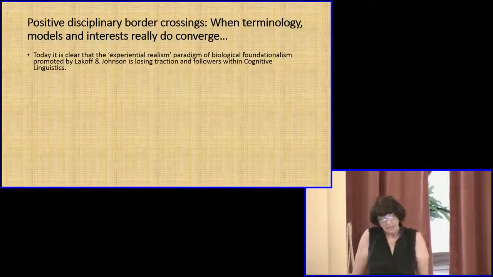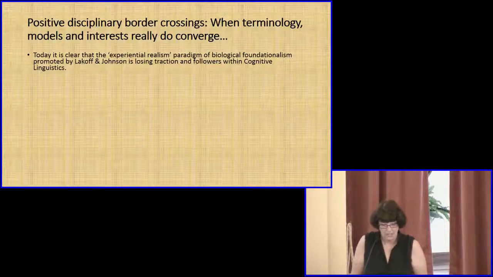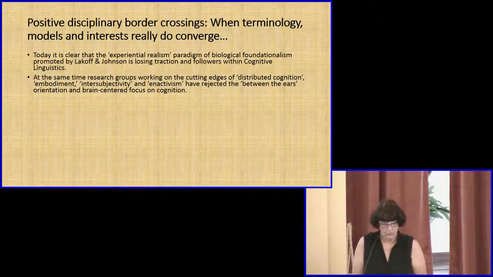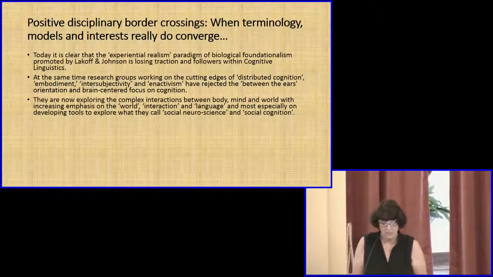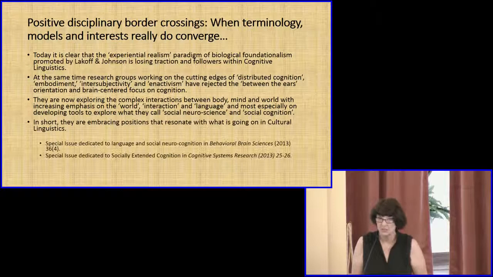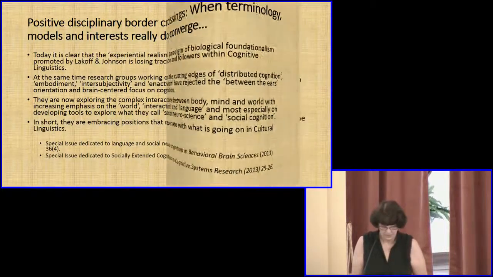Today it is clear that the experiential realism paradigm of biological fundamentalism promoted by Lakoff and Johnson is losing traction and followers within cognitive linguistics. At the same time, research groups working on the cutting edges of distributed cognition, embodiment, intersubjectivity, and enactivism have rejected the between-the-ears orientation and brain-centered focus on cognition. They are now exploring the complex interactions between body, mind, and world with increasing emphasis on the world, interaction, and language, and most especially on developing tools to explore what they call social neuroscience and social cognition. In short, they are embracing positions that resonate with what is going on in cultural linguistics.